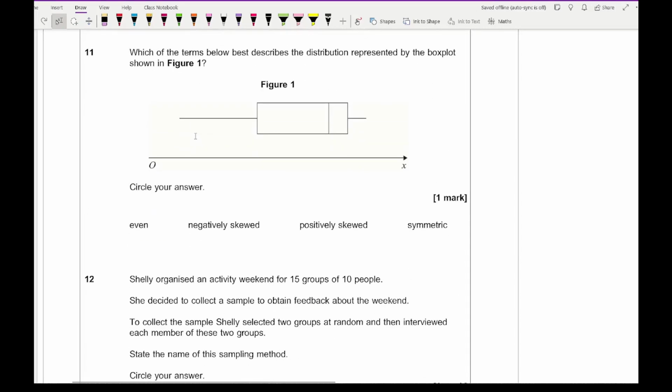So looking at question 11, it's looking at box plots, and it says which of the terms below best describes the distribution represented by the box plot shown in figure 1. Please circle your answer. So again, not much thought needs to go into this one, but the correct answer is negative skew, as the median is more towards the upper quartile than it is the lower quartile.